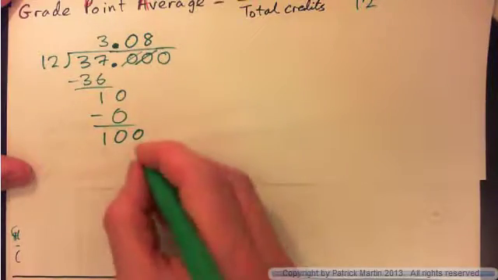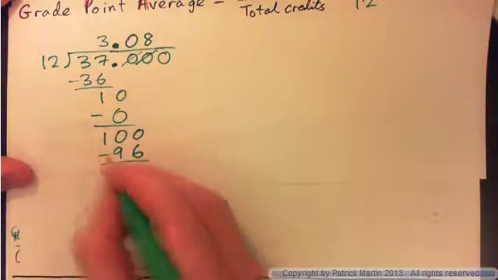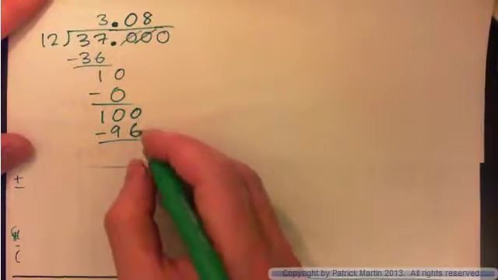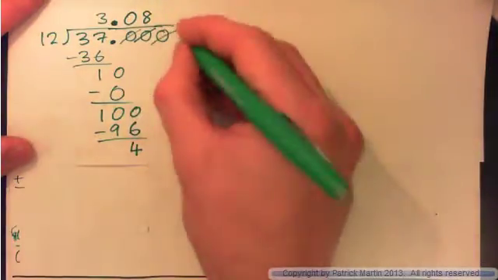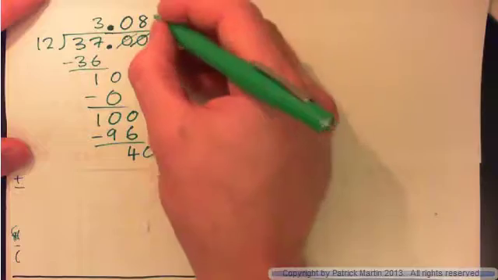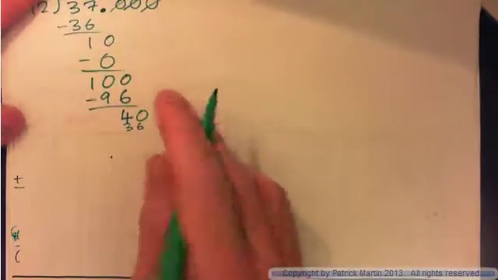2 8s is 16. Carry the 1. 1 8 is 8 and 1 is 9. Subtract. 100 minus 96 is 4. And bring the 0 down. And 12 into 40 goes 3 times. And 3 times 12 is 36. And you can keep going.